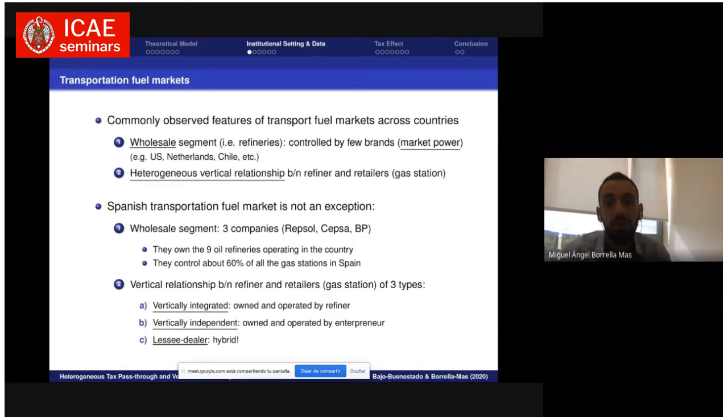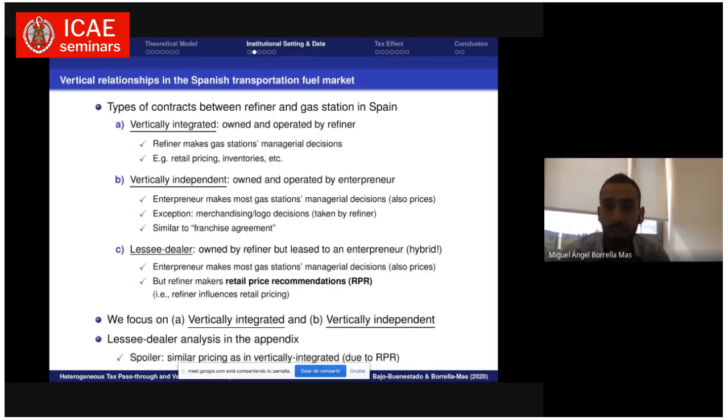First of all, we can have a vertically integrated gas station, which is owned and operated by the refiner, a vertically independent gas station, which is owned and operated by an independent entrepreneur, or a leased dealer gas station, which is basically a hybrid between the other 2. Focusing a bit on this vertical relationship in the Spanish transportation fuel market, I'm going to spend a bit of time defining what is what in terms of vertically integrated and vertically independent gas stations.